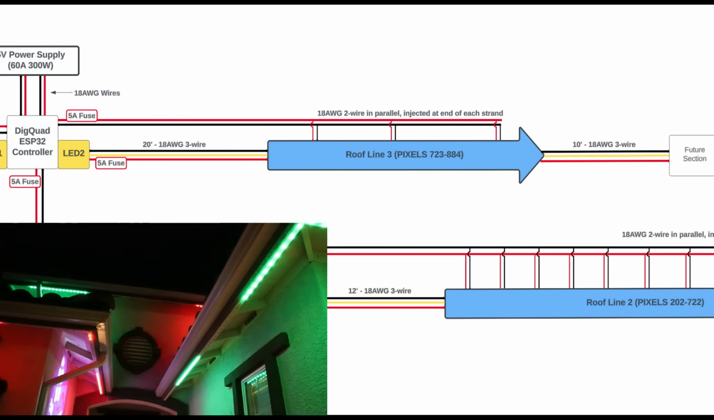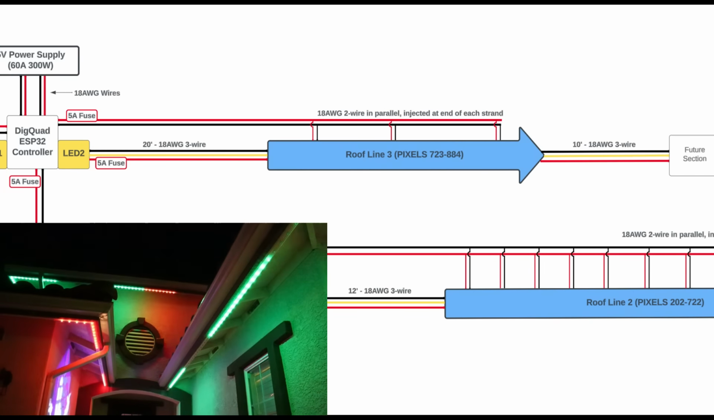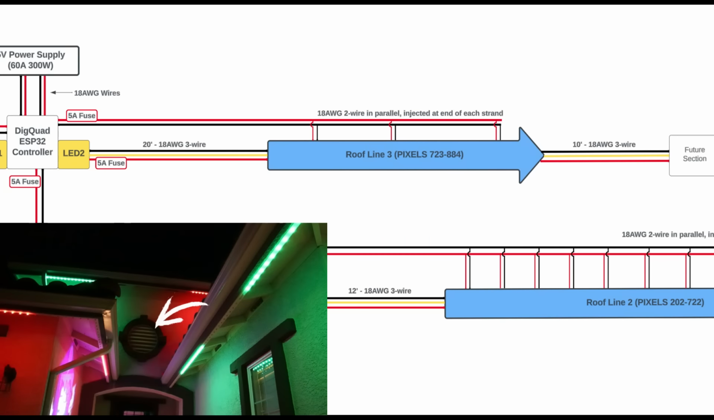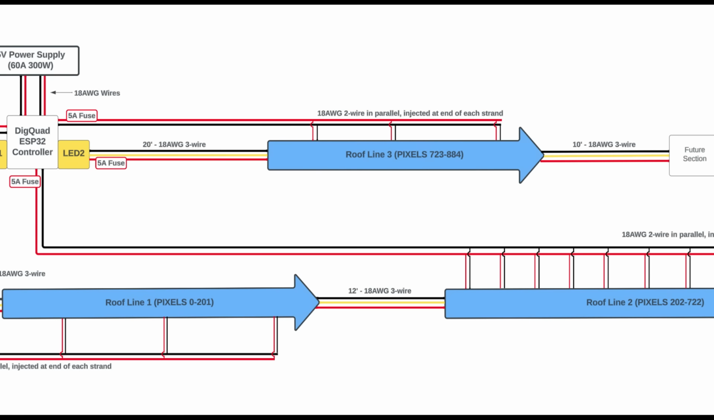Now at the end, I have a future project that I want to do for some Halloween lights up inside the vent of my attic. And so I just ran some extra 3-wire in there so I can add a few more pixels onto the end of that later. So I'll end up with what would technically be roofline 4. But that in a nutshell is how I wired this entire project.